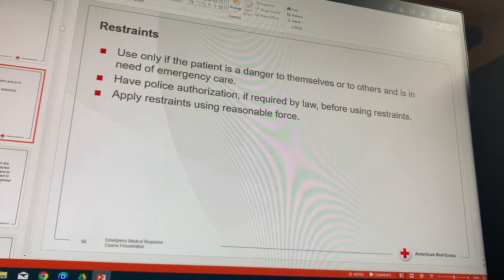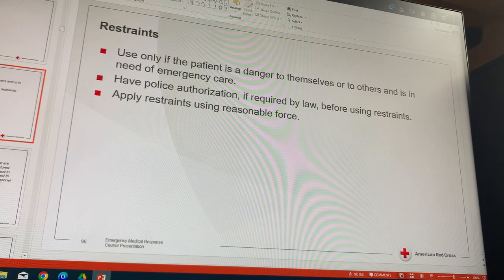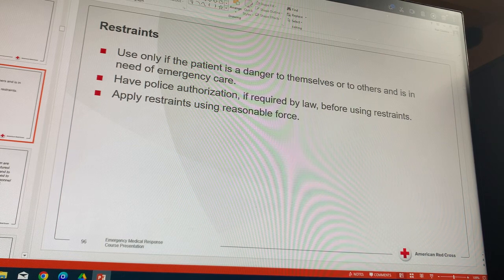Restraints. Use only if the patient is in danger to themselves or to others and is in need of emergency care. Have police authorization, if required by law, before using restraints. Apply restraints using reasonable force. If restraints must be used, be sure that you have adequate assistance.